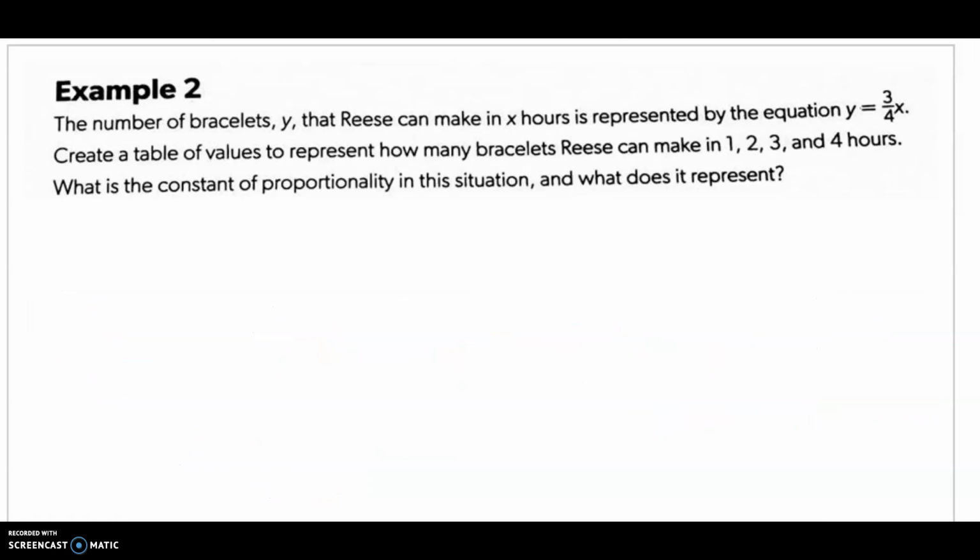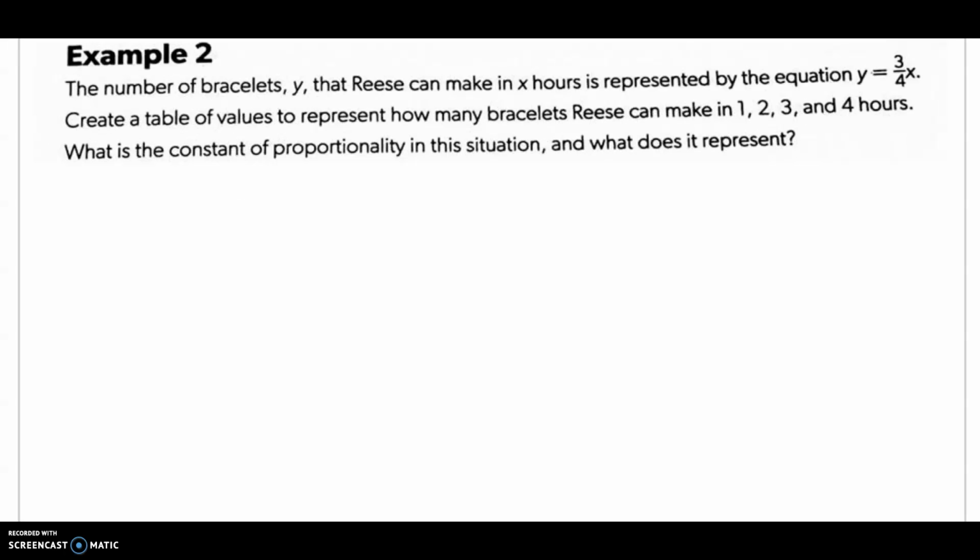Example 2. The number of bracelets, y, that Reese can make in x hours is represented by the equation y equals 3/4 x. Create a table of values to represent how many bracelets Reese can make in 1, 2, 3, and 4 hours. What is the constant of proportionality in this situation, and what does it represent?